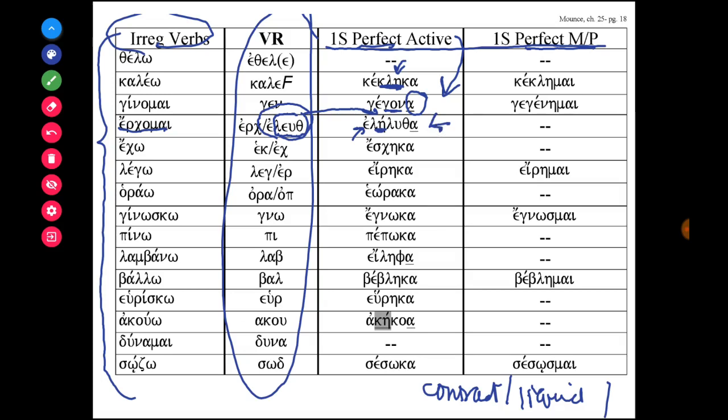And so all the forms are listed here on this chart. They're also, again, listed in the back of Mounce. Part of what you'll be doing as your vocabulary memorization is memorizing these stems for the irregular verbs as part of your principal parts vocabulary.